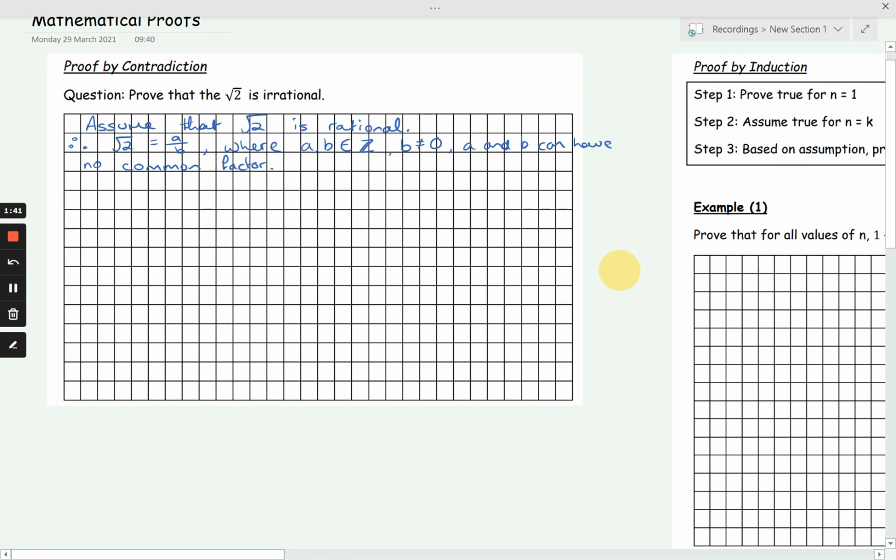So again, these are our three properties. The square root of 2 is equal to a over b, where a and b are elements of Z, so they're integers, b cannot be equal to 0, and a and b can have no common factors.